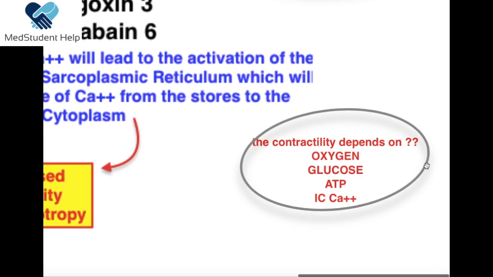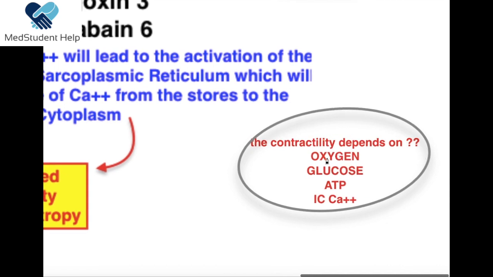We know that for the contraction of the muscle, we need oxygen, we need glucose, we need ATP, and we need calcium, right? So, which of these can be controlled in order to increase the contractility? Can we target the oxygen? Can we just start increasing the oxygen perfusion to the tissues? Well, not really. Neither the glucose or the ATP.